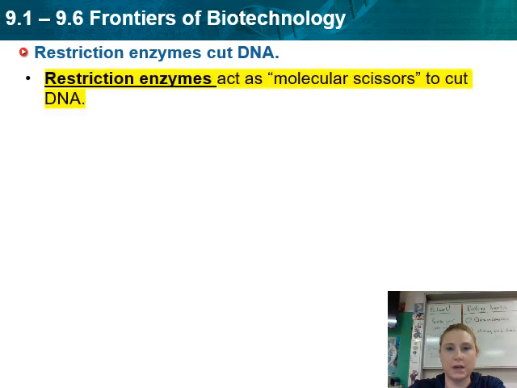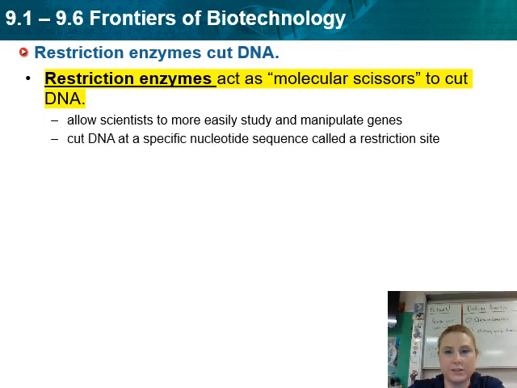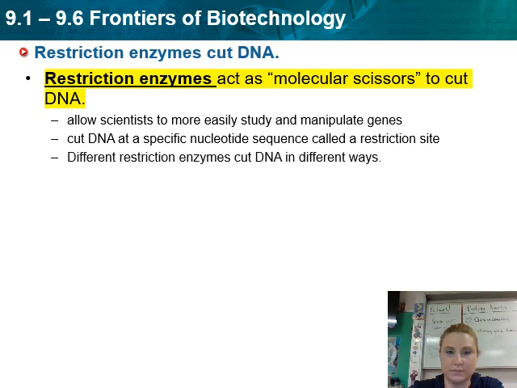Restriction enzymes cut DNA. Restriction enzymes are special enzymes that act kind of like scissors, molecular scissors. They snip the DNA in specialized places, so they allow scientists to more easily study and to manipulate. To manipulate means to change genes. It cuts DNA at specific nucleotide sequences called restriction sites. And these different restriction enzymes can cut DNA in different ways. The main thing that you need to know is just that first part.